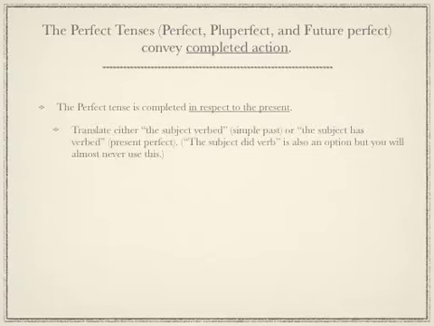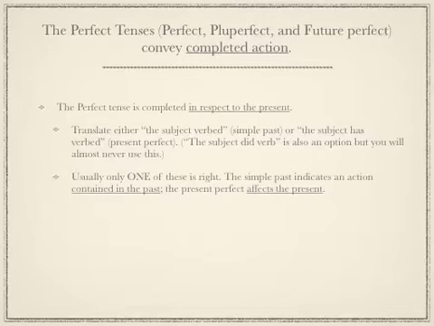The perfect tenses convey completed action. There are three perfect tenses: the perfect, the pluperfect, and the future perfect. The perfect tense has completed action in respect to the present. So, you can say the subject verbed, that's what we call the simple past, or the subject has verbed, which we call the present perfect. Did verb is something we should really avoid. Usually, only, again, one of these is right.